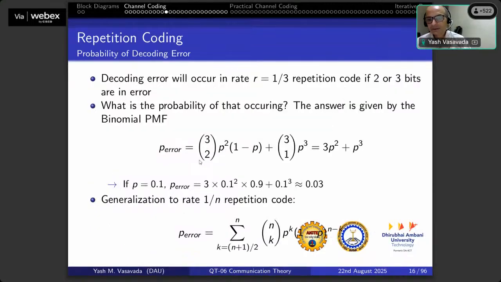Okay, so let us do some basic math. I hope that this is all well appreciated by you. Not too much probability, but a little bit of binomial random variable that we have discussed in the earlier lecture. What is the probability of error in rate 1/3 repetition code? As we have seen, that will happen if either 2 out of 3 bits are in error or all 3 bits are in error. What is the probability of that happening?